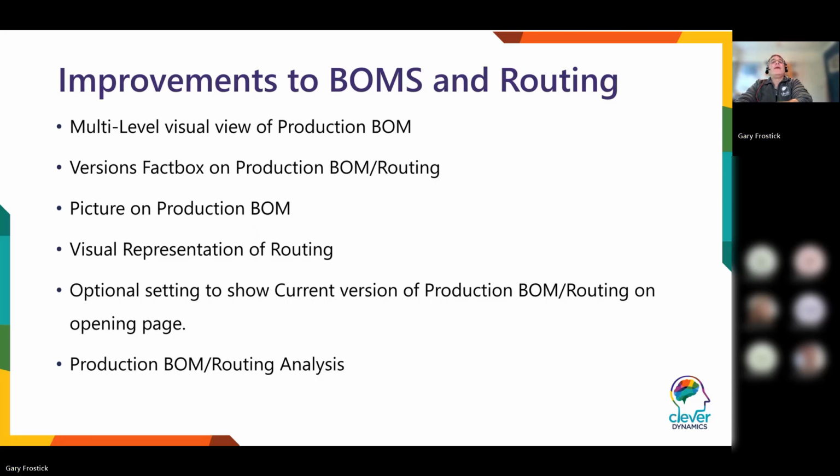An optional setting so that when you go into a production BOM or routing, rather than showing you the original one, it will actually show you the active version. Anyone that deals with multiple versions of BOMs and routings, I think, will agree this is a problem in the standard application, where, when you open a production BOM or routing, you see a version that might be 5 years old and not the one you're currently using by default.